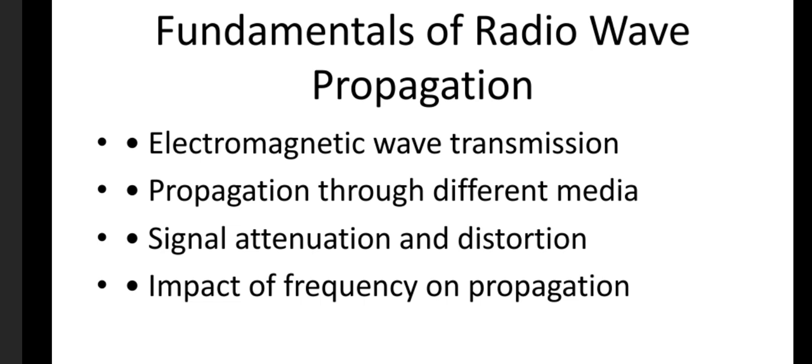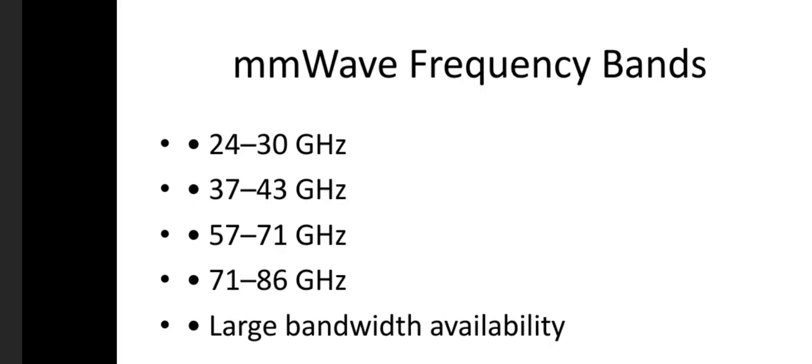So the impact of frequency on propagation also matters here. Frequency plays a major role. There are many millimeter frequency bands available in the spectrum. The major band ranges are 24 to 30 GHz, 37 to 43 GHz, 57 to 71 GHz, 71 to 86 GHz.